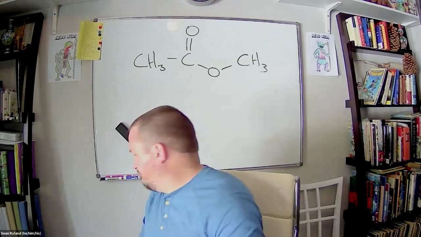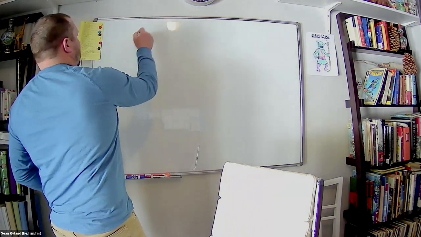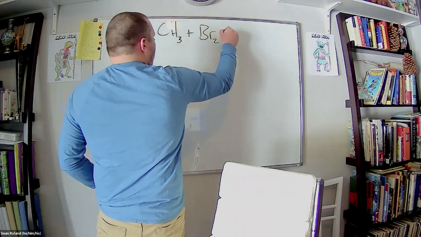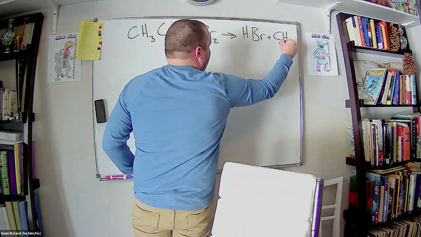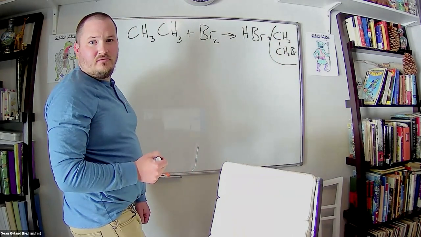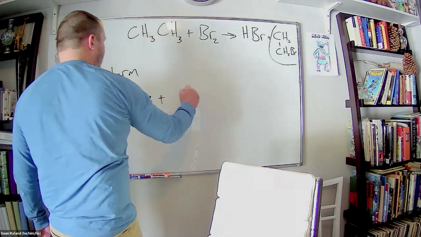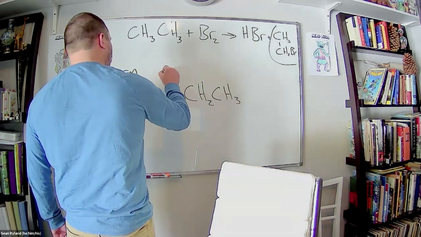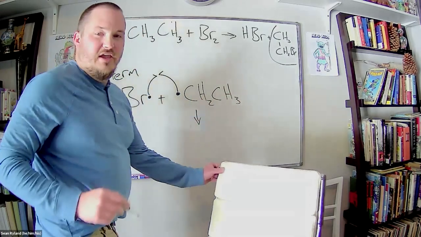So like for the quiz, it was ethyl bromide we were making, right? Our overall net reaction was CH3CH2 plus Br2 goes to HBr and the ethyl bromide. So we want to show the termination step that makes that. The best termination step that you could show would be bromine radical plus the ethyl radical, reacting together. Because when they react together, that gives us our major product.